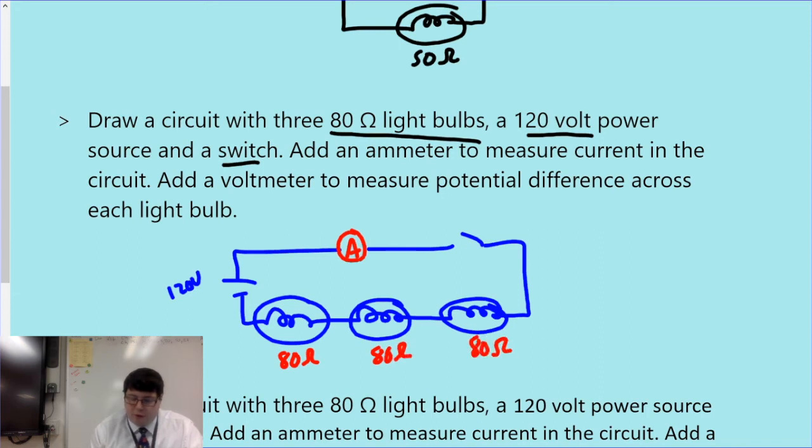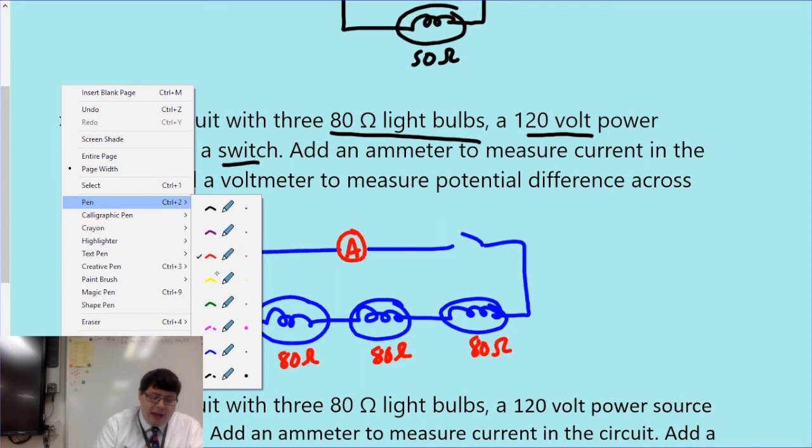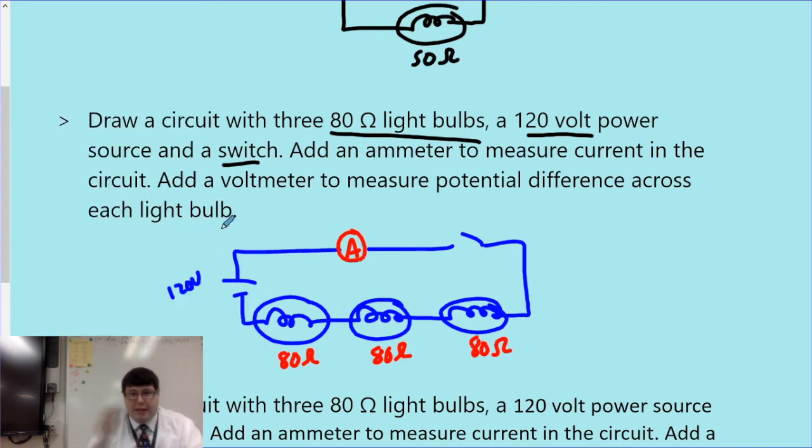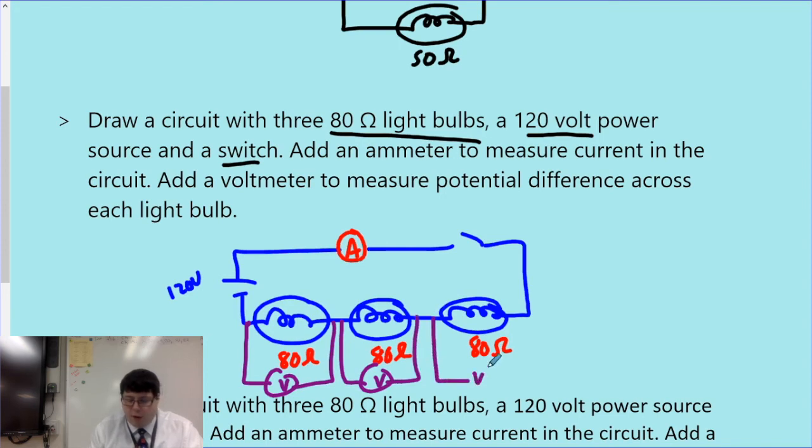Now to measure the voltage across each light bulb, I need to isolate the two points on either side of the light bulb. So I would connect my voltmeters in parallel around each light bulb. And you could do this with just one voltmeter, just moving it each time you wanted to measure the potential. In fact, we're going to do an activity like that where we measure voltage across different light bulbs or resistors in a circuit. So here we've got a voltmeter around each light bulb.